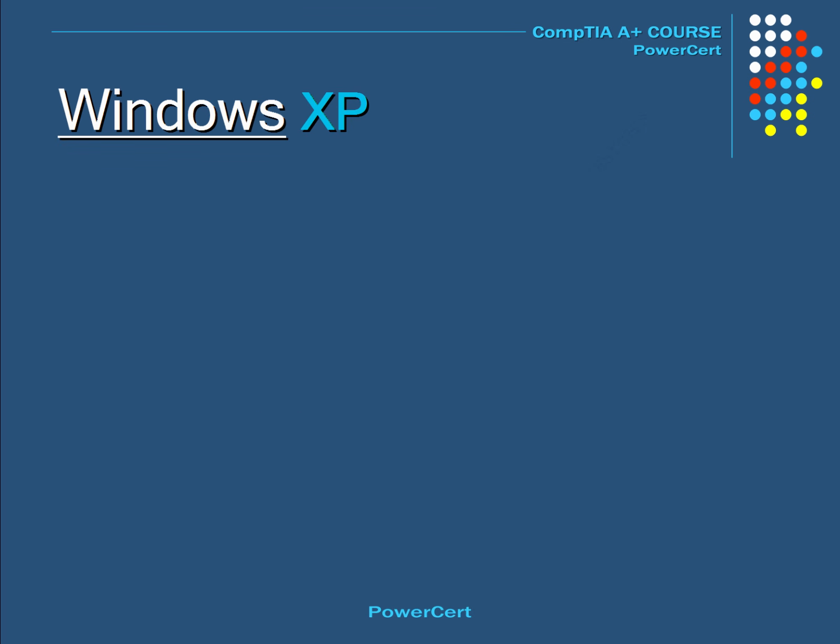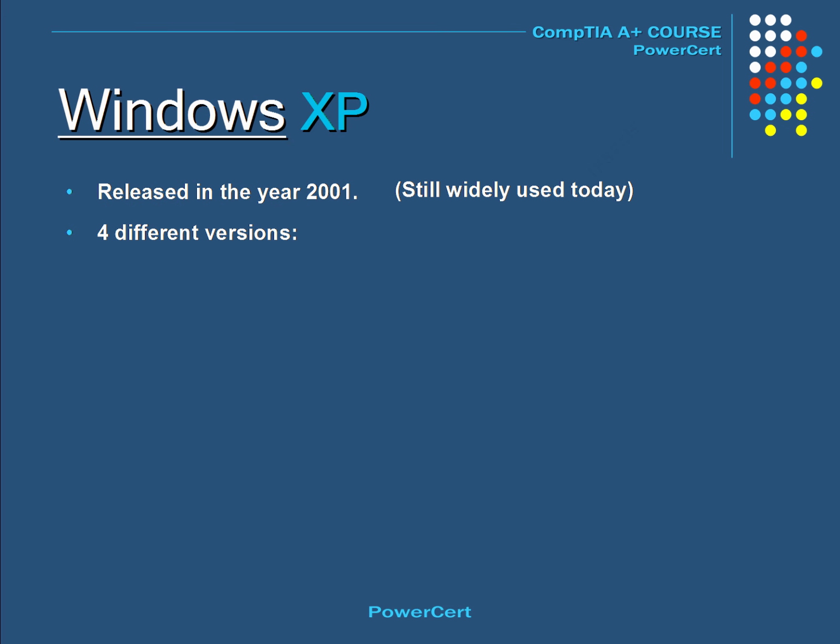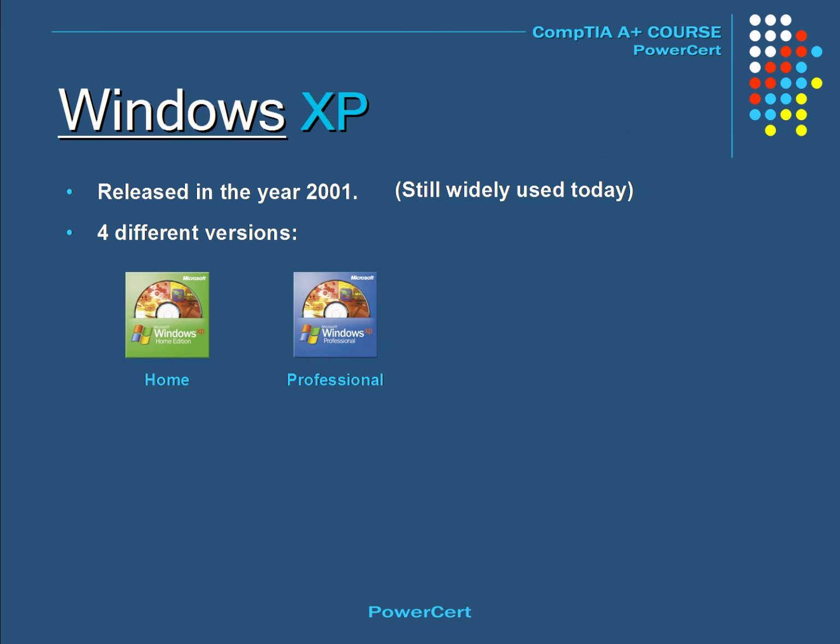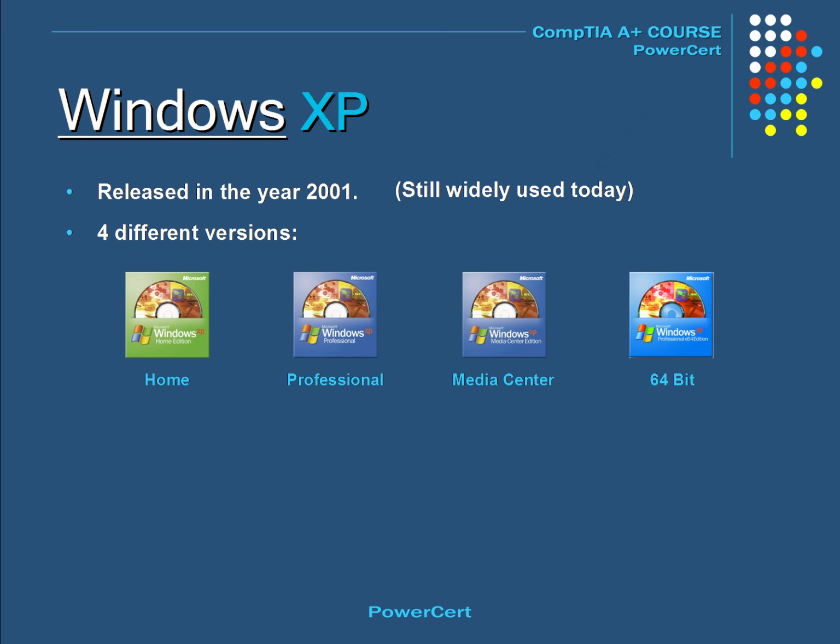One year after Windows 2000 was released, Microsoft released Windows XP in 2001. And even though it was released in 2001, Windows XP is still widely used today, especially in the home computer market. And like Windows 2000, Windows XP also came in 4 different versions. There was the Home Edition, Professional Edition, Media Center Edition, and a 64-bit version. Windows XP was an upgrade to Windows 2000, with improvements in networking and multimedia technologies.